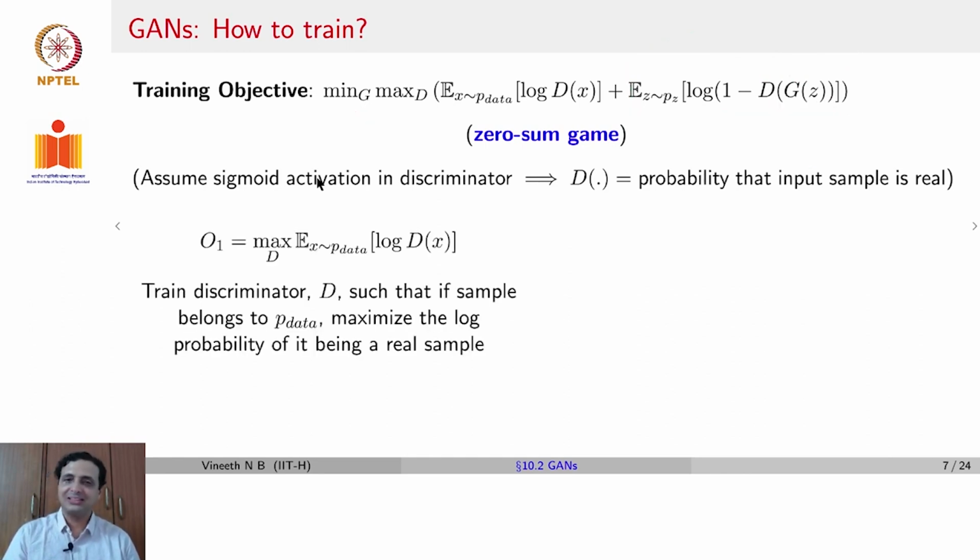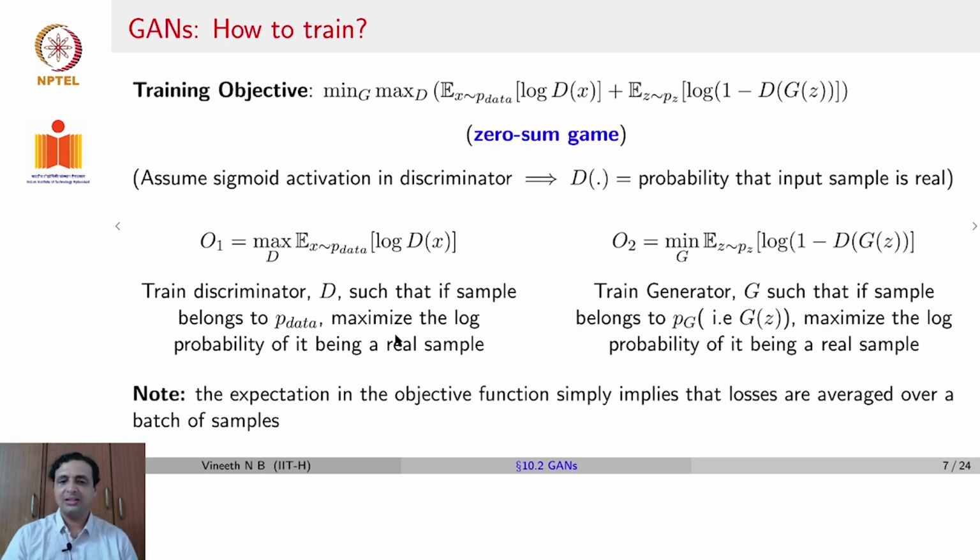So let's try to parse this objective function a bit differently. If you look at the first term here, let's write that and call it objective 1. So objective 1 states that we'd like to train the discriminator such that if a sample belongs to P data, which is the true training data distribution, we maximize the log probability of it being a real sample. And the second part is objective 2, which talks about minimizing the generator with respect to the second term.